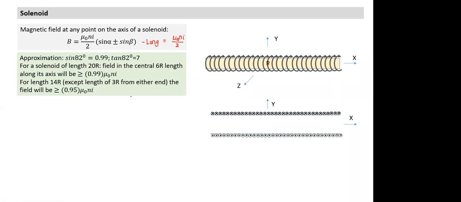Okay. Now let's see what happens if it is not a long solenoid. Suppose this radius is r, this length is equal to 7r, and this length also is equal to 7r. If I calculate the field for a point which is at a length of 7r from this end and 7r from this end, the field will come equal to 0.99 times mu naught Ni. This is the explanation for this.